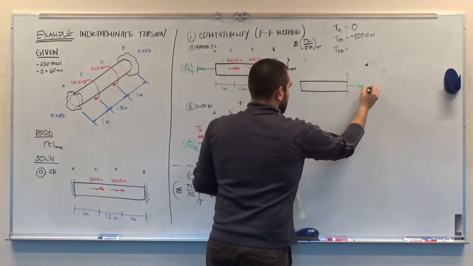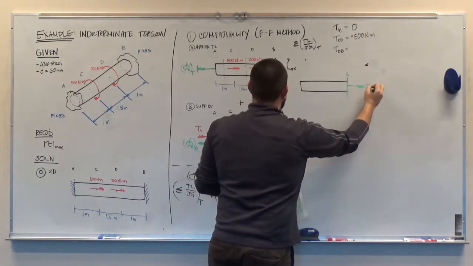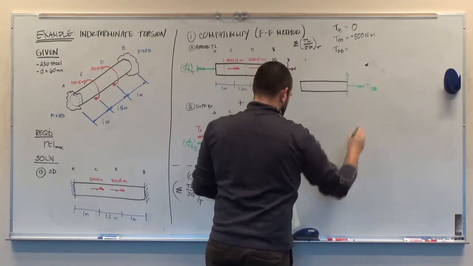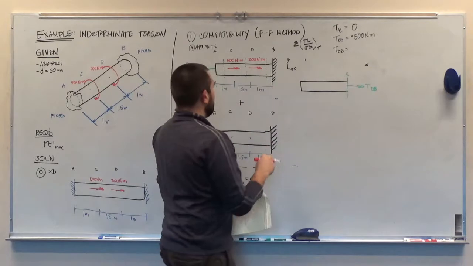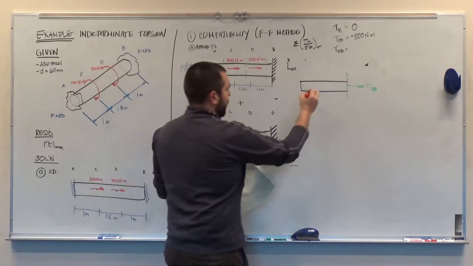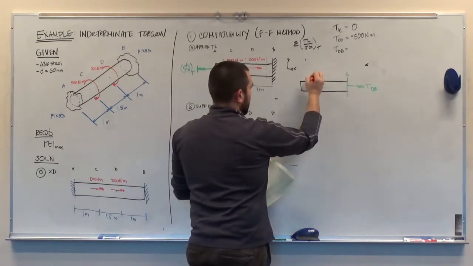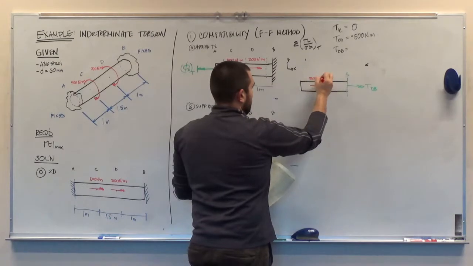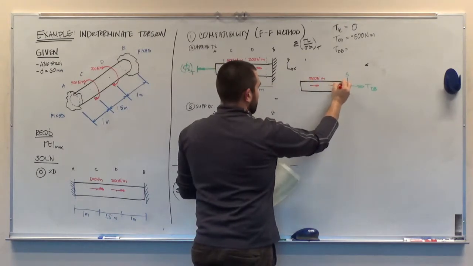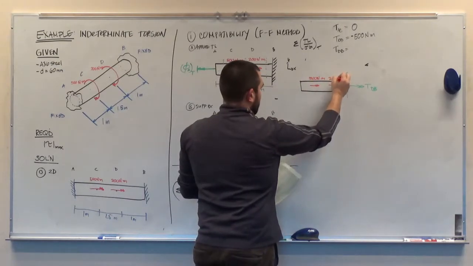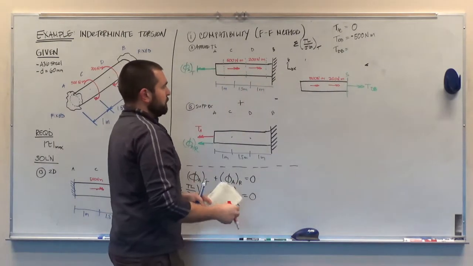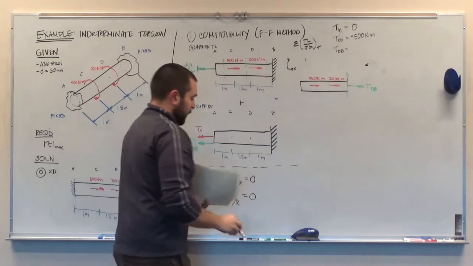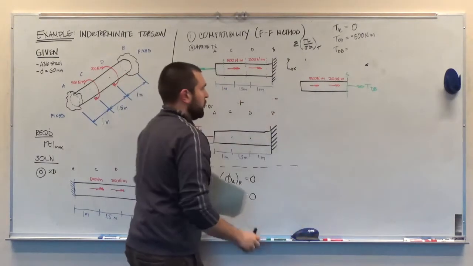I always draw my internal torque away from the section cut, and this is the torque between points D and B. And I want to draw my external torques on here now too. So I have 500 Newton meters to the right, just like I did before. I have 200 Newton meters to the right, which is a new torque that I haven't seen on my free body diagrams so far. And that's it. I just have to run the equations of equilibrium on this.